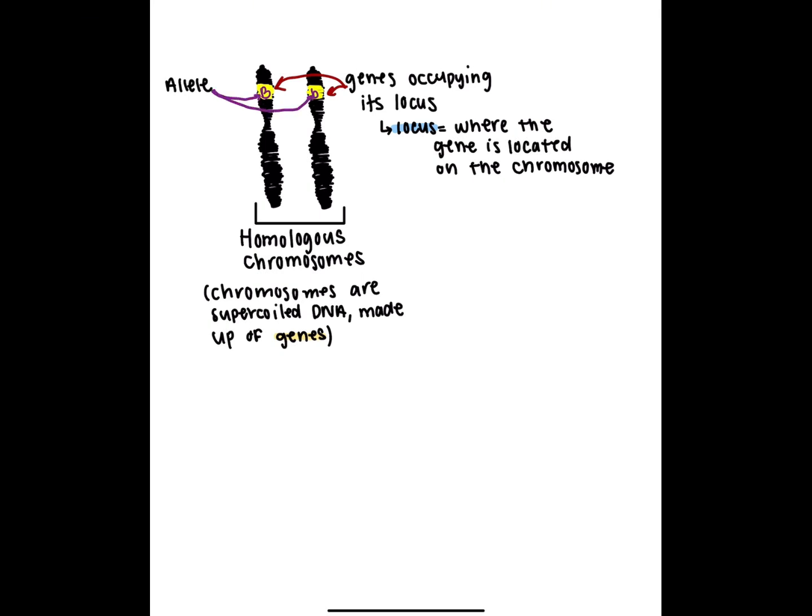We find the alleles at the same exact place where the gene is, but it is only a different version of the gene. So for example, if we have a gene that is coding for eye color, one locus might have a capital B, meaning brown eyes, and the other one might have a lowercase b, meaning blue eyes.